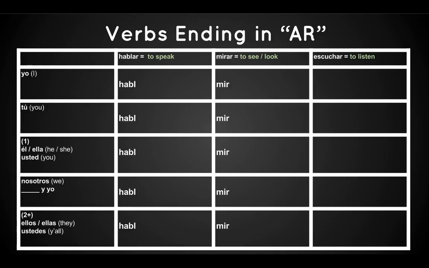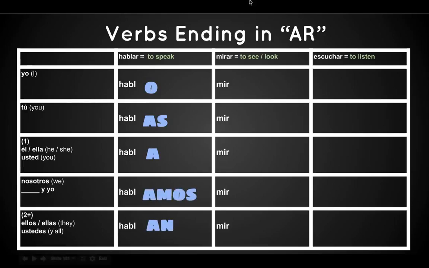You'll want to pause the video at some point and copy this chart into your notebook. Hablo, hablas, habla, hablamos, hablan. We've totally taken away the AR off of the verb and we replace the AR with different spellings. And this means I speak, you speak, he or she speaks, or the respectful way of saying you. We speak, they speak, or you all speak.